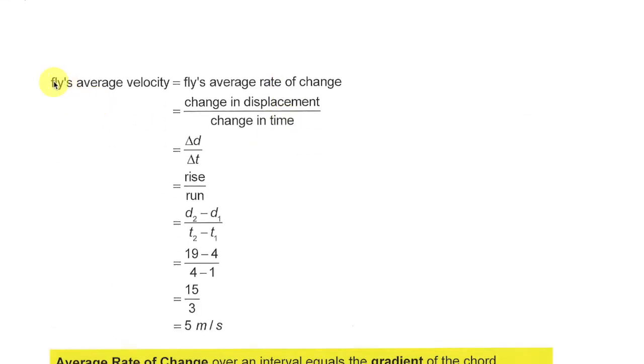So putting it all together, the fly's average velocity will equal the fly's average rate of change. So that's the change in displacement over change in time. I refer to that as being delta D over delta T. My rise on run, so D2 take D1 over T2 take T1. My calculation, and I end up with 5 meters per second.